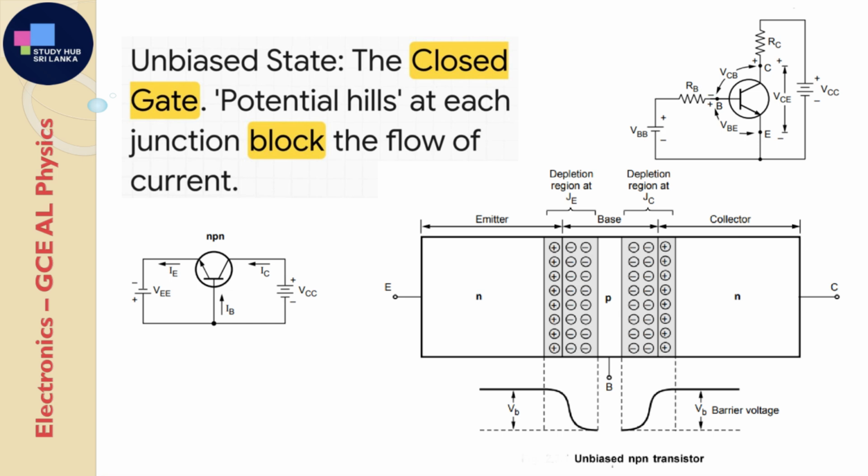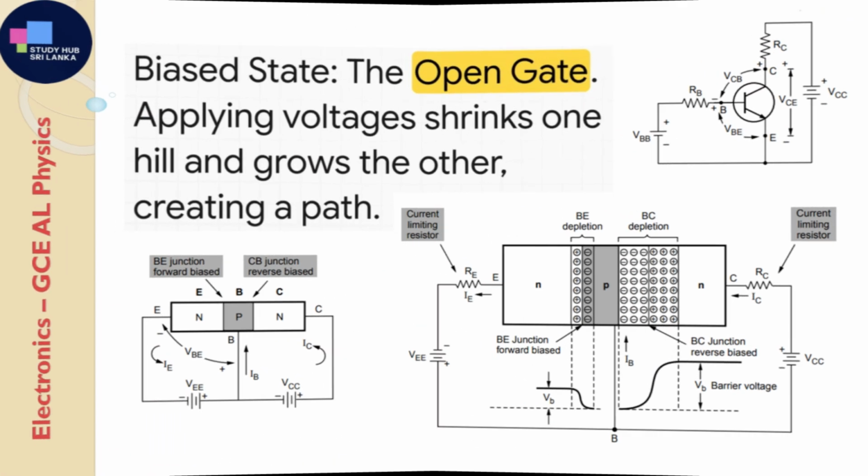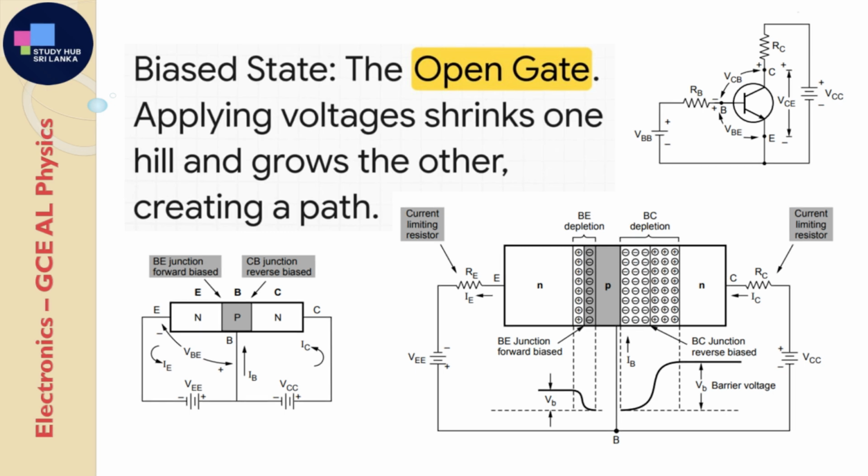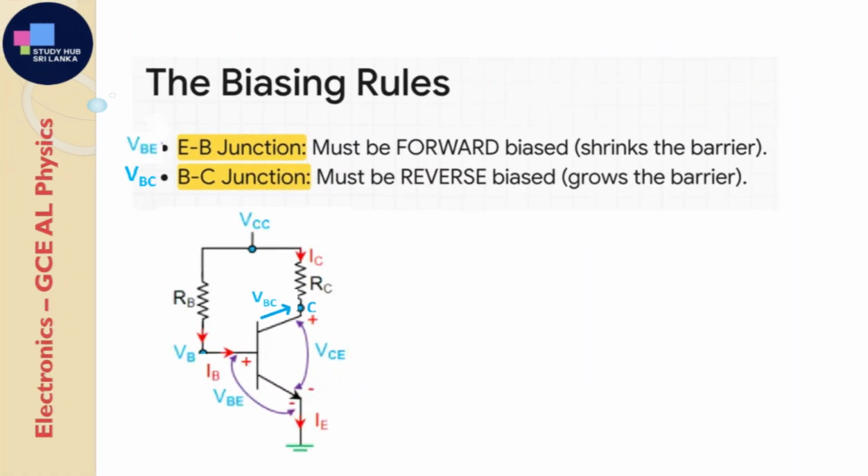But now, this is where the magic happens. By applying some specific voltages from the outside, that's the biasing part, we can literally change the height of those hills. We can strategically shrink one hill down to almost nothing, making it easy for electrons to cross, while at the same time making the other hill even bigger, which creates this powerful attraction. And by doing that, we open the gate and create a clear path for the current. And it all comes down to two golden rules. To get this thing to amplify, that first junction, the one between the emitter and the base, has to be forward biased. All that means is we give it a little voltage nudge to flatten that first hill, letting electrons just hop right over into the base.